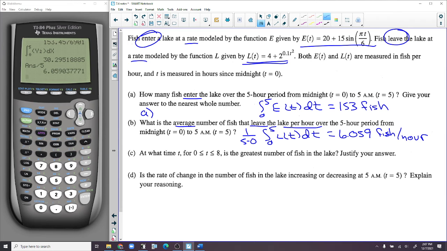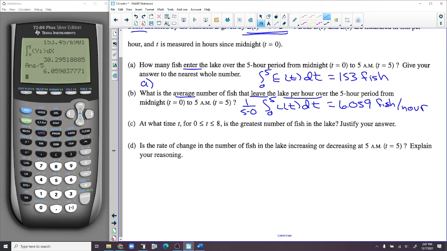At what time for 0 to 8 is the greatest number of fish in the lake? Justify your answer. So for letter C, we'll have time and amount. And we're certainly going to pick the endpoints. So not 0, but we'll make that an 8. Maximums and minimums can happen at the endpoints.